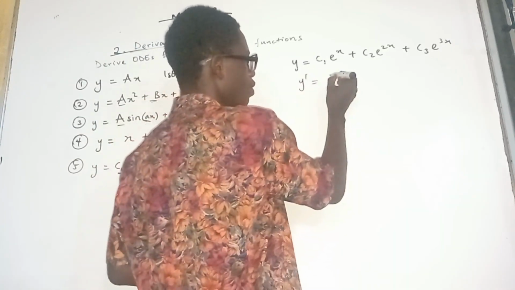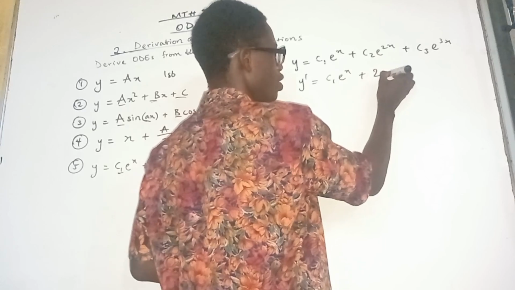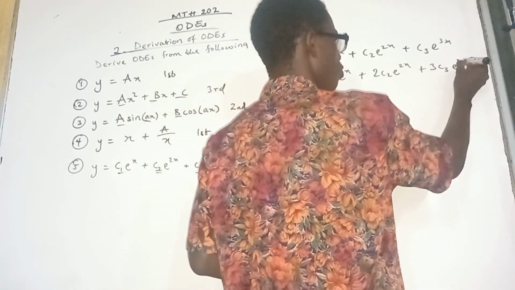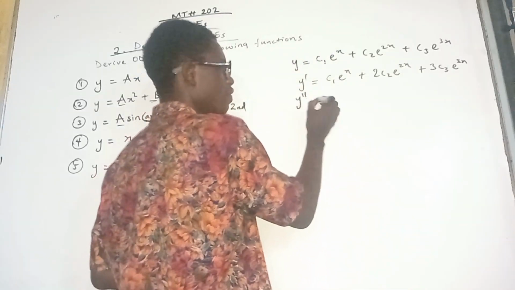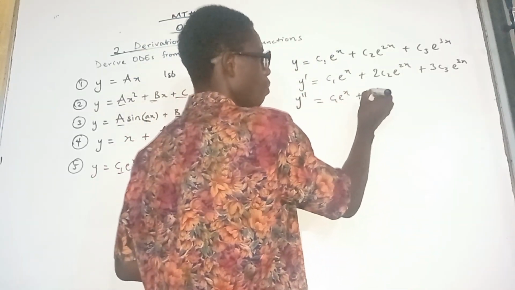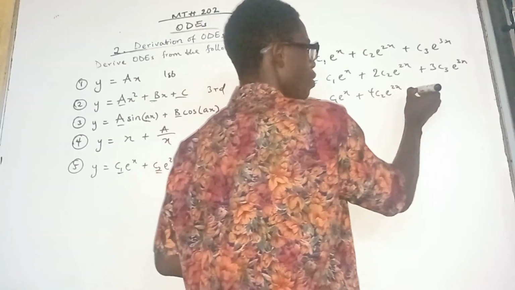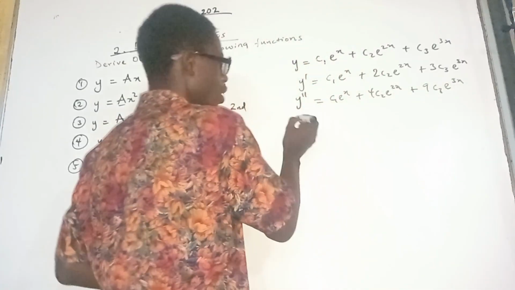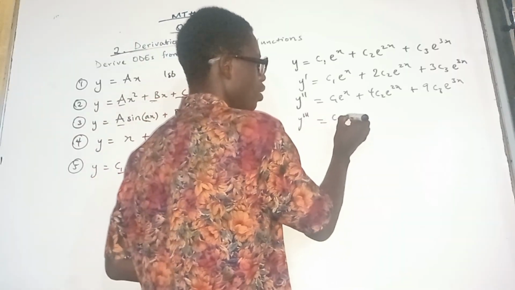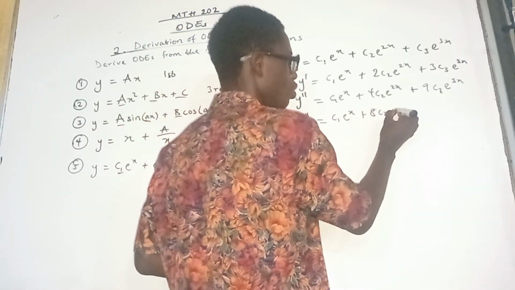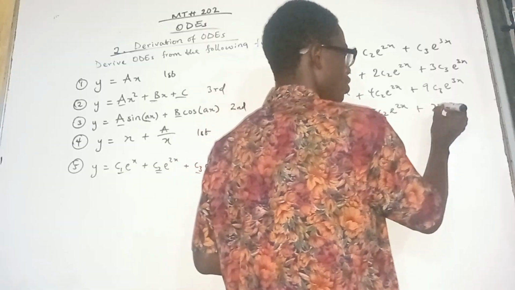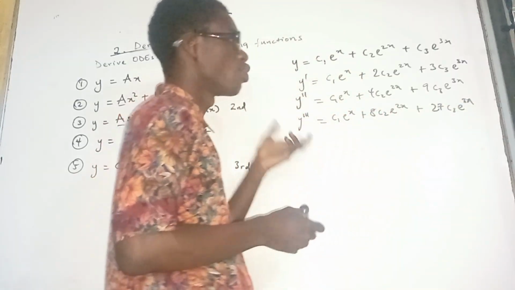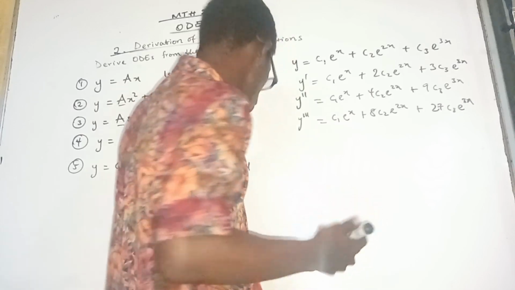The first derivative gives us c1 e raised power x plus 2c2 e raised power 2x plus 3c3 e raised power 3x, right? The second derivative gives us c1 e raised power x plus 4c2 e raised power 2x plus 9c3 e raised power 3x, right? Now the third derivative gives us c1 e raised power x plus 8c2 e raised power 2x plus 27c3 e raised power 3x. One reason why I don't like this method is because it is quite long and it might confuse you at some point.